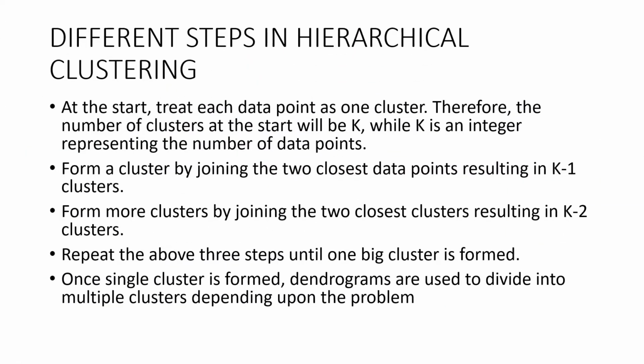Different steps in hierarchical clustering. Following are the steps involved in agglomerative clustering. At the start, treat each data point as one cluster. Therefore, the number of clusters at the start will be k, where k is an integer representing the number of data points. Form a cluster by joining the two closest data points, resulting in k-1 clusters. Form more clusters by joining the two closest clusters, resulting in k-2 clusters. Repeat the above three steps until one big cluster is formed.